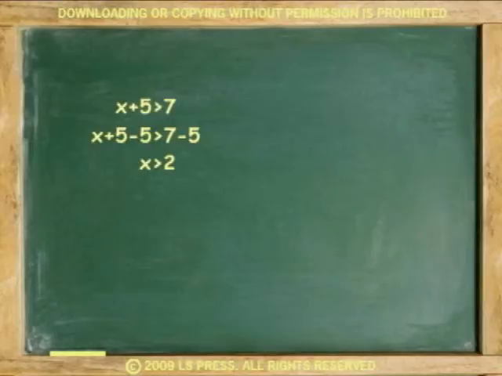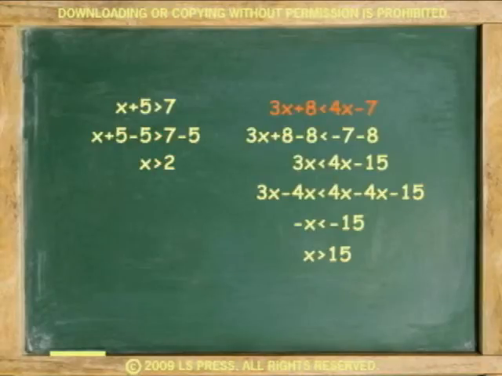For example, in x plus 5 is greater than 7, subtract 5 from both sides. 7 minus 5 is 2. x is greater than 2. The direction of the arrow did not change.